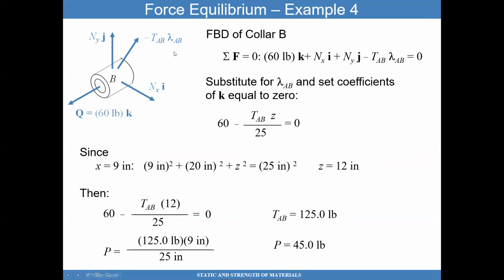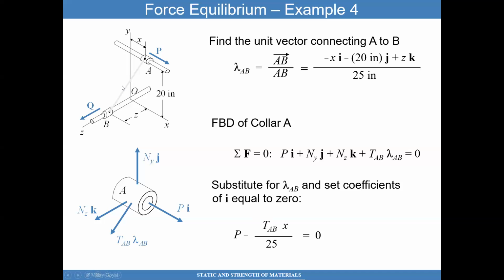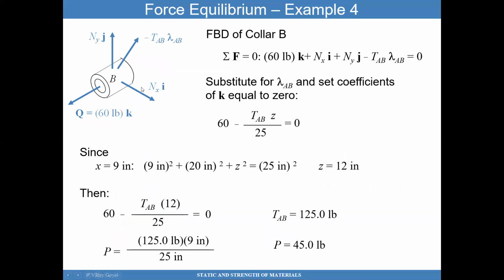The free body diagram for collar B can now be determined. If I look back, I have a force applied of 60 newtons in this direction. I have the wire in tension, and then I have the normal forces keeping this collar from getting removed from that frictionless rod. So then I have normal forces acting on this collar. I have the traction or the tension force acting along the wire, and then I have this Q vector.